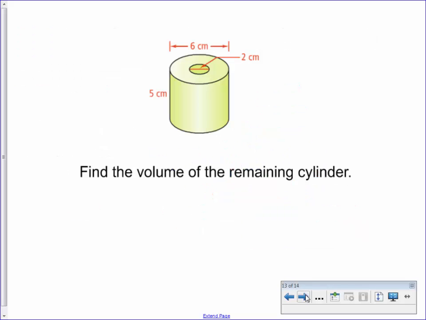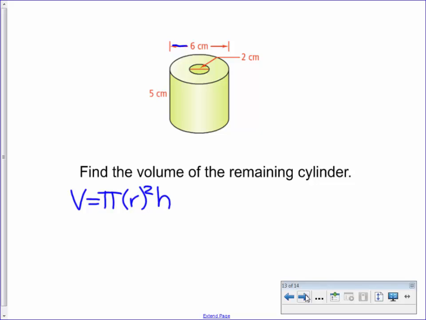Last problem of the day is to find the volume of the remaining cylinder. This is kind of like a toilet paper roll or a paper towel roll with the center cylinder removed. We don't use it. So what you need to first do is find the volume of the large one. Volume is pi times radius squared times the height.